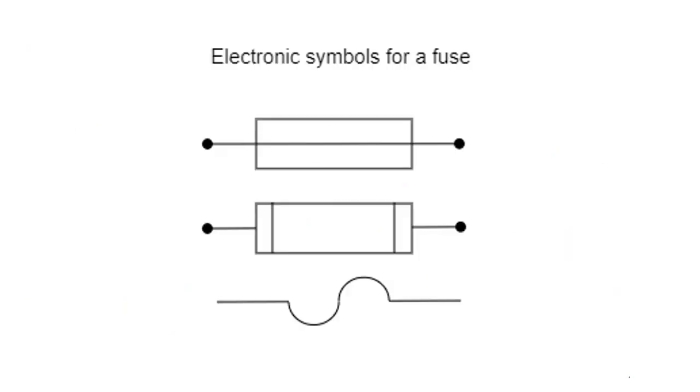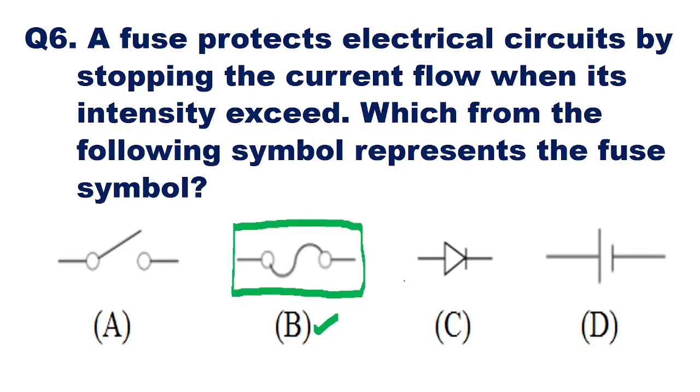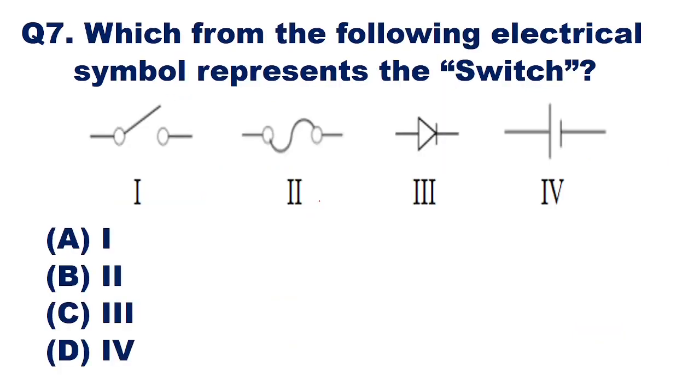An electrical fuse can be represented in various ways. These are some ways which we have shown over here. This is the first way by which you can show an electrical fuse. This is the second way, and this is the third way. The third symbol is in our options. So therefore, option B is the right answer. This is the symbol for representing a fuse. Then we'll go to the next question.